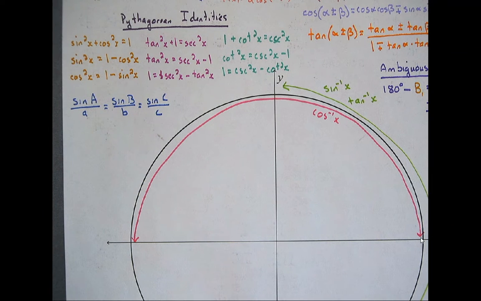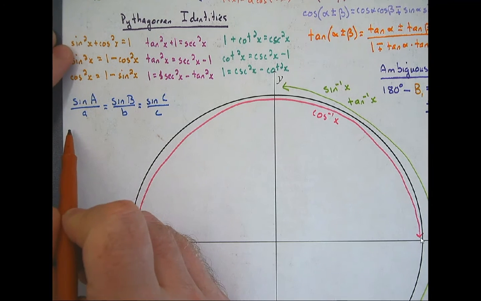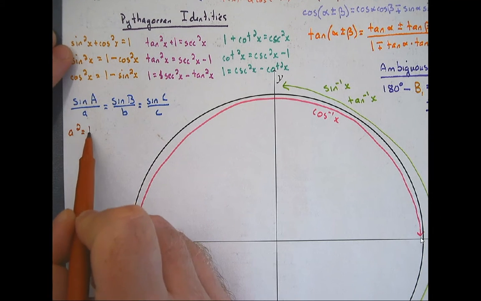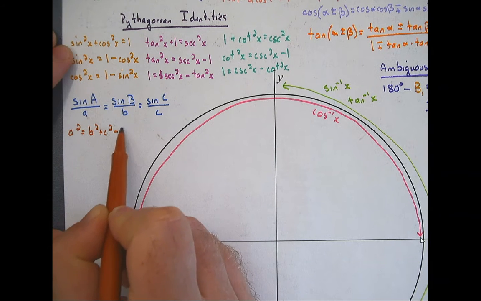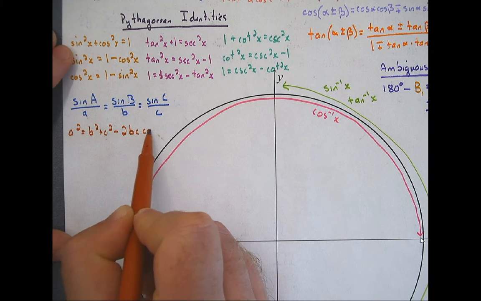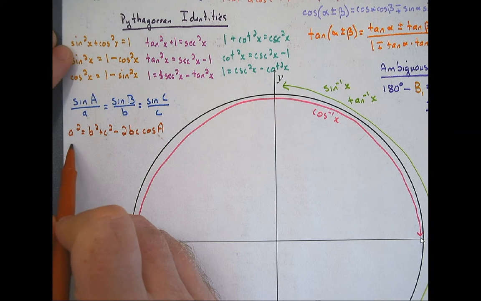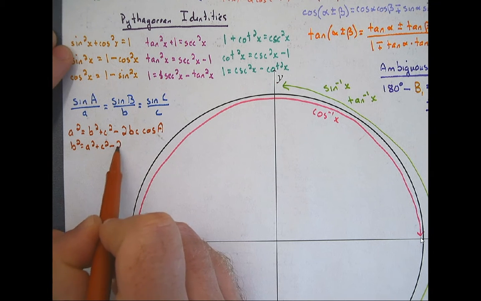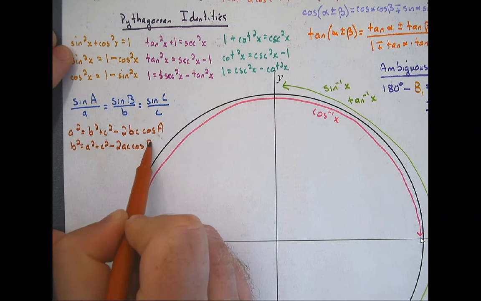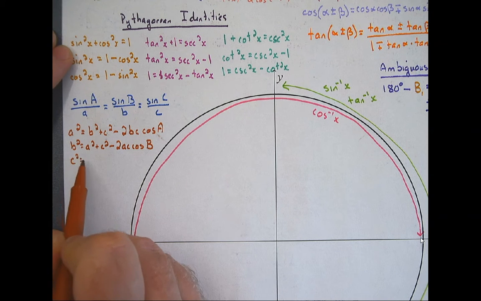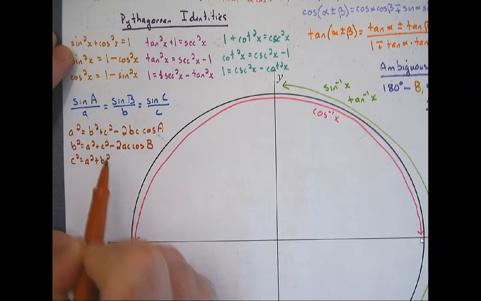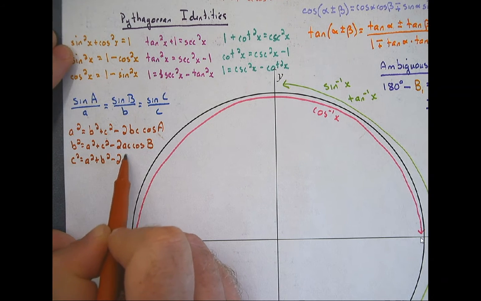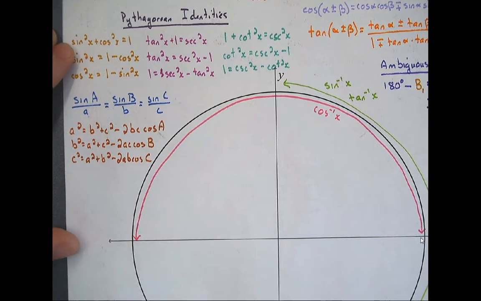And then I'm going to write the three different styles of the law of cosines. a squared equals b squared plus c squared minus 2bc cosine of big A. b squared equals a squared plus c squared minus 2ac cosine of big B. And c squared equals a squared plus b squared minus 2ab cosine of big C.